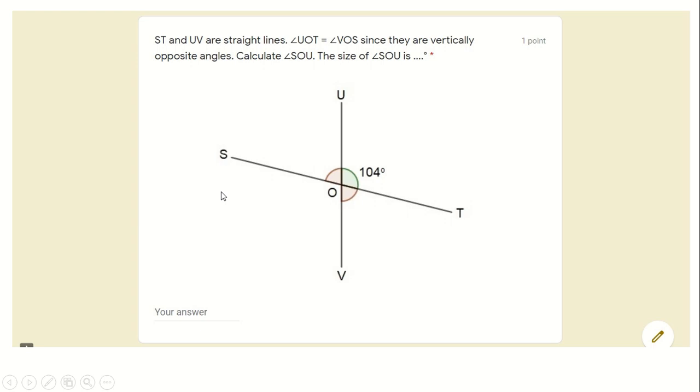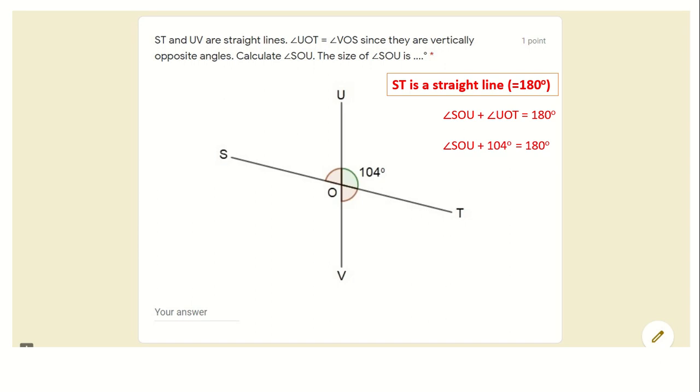However, the question is asking about angle SOU. To find SOU, we must take a look that ST is a straight line, and a straight line makes a straight angle, which is 180 degrees. So angle SOU plus angle UOT must be 180 degrees because it makes a straight angle. Angle SOU we don't know yet, because that's the question. Angle UOT is 104 to get 180 degrees.